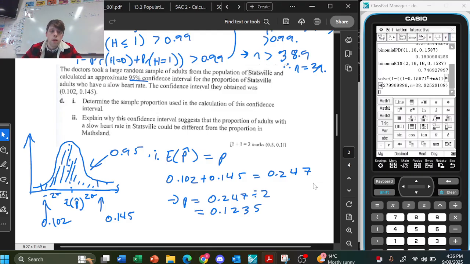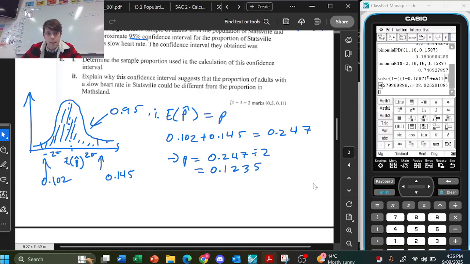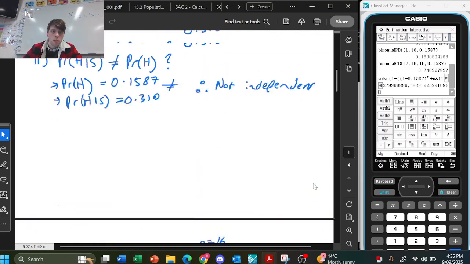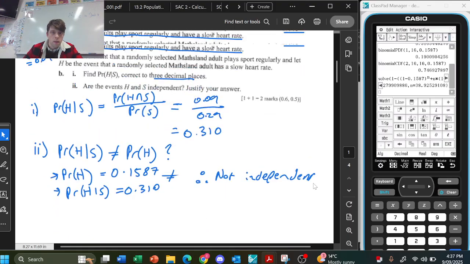Now, explain why this confidence interval suggests that the proportion of adults with a slow heart rate in Statsville could be different to the proportion of people with a slow heart rate in Mathsland. So one thing that we can think about there is, okay, this is our expected value for the number of people with a slow heart rate in Statsville. If we compare that to the expected number of people with a slow heart rate in Mathsland, have we worked that out?